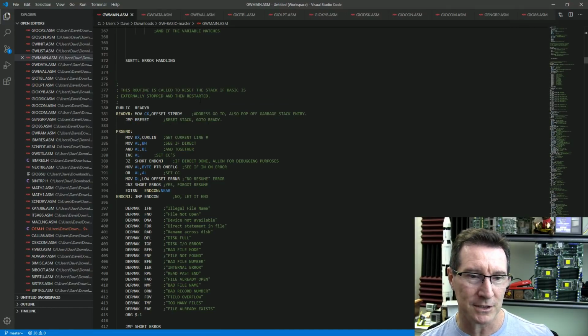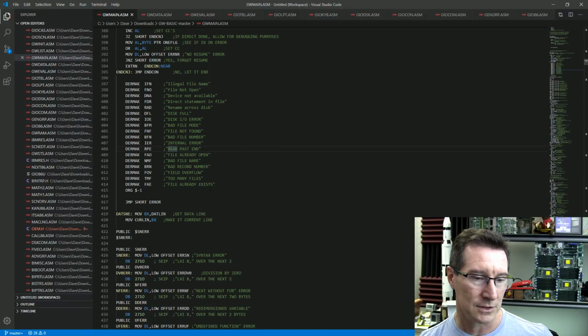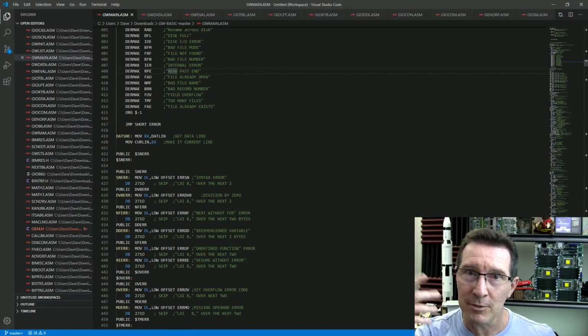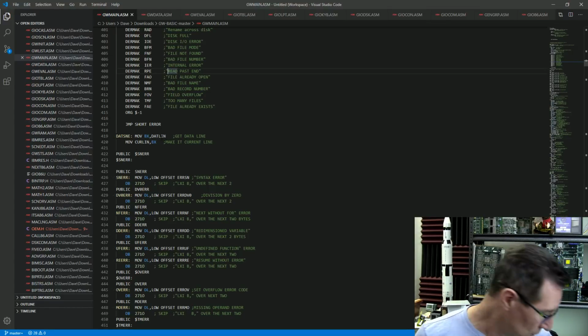This routine is called to reset the stack if BASIC is externally stopped and then restarted. Right. Illegal file name. Okay, so here's a DIRMAC. I have no idea what that is. I assume these are links to some of the strings that they would have had. So of course, when GW BASIC responds with something, it has that text string stored somewhere.